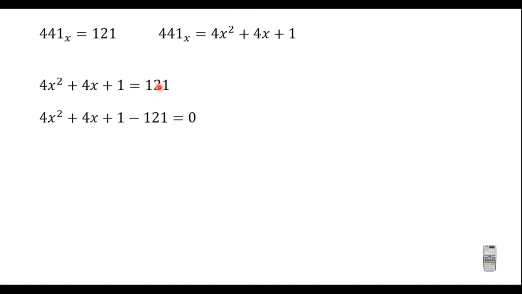So we want to bring this one here. It looks like we are having a quadratic equation, so you write it in such a way that the quadratic equation will be clear for us to solve. So we bring 121 from this side to this side. It's positive, so when it comes here it becomes negative. So we are going to have 4x squared plus 4x plus 1 minus 121 is equal to 0. And this is going to give us 4x squared plus 4x minus 120 equals 0.